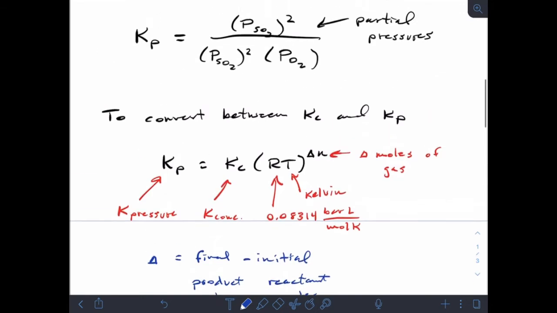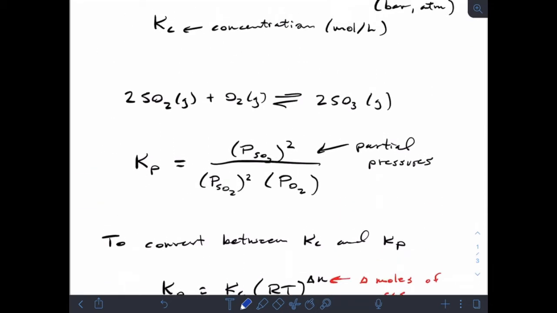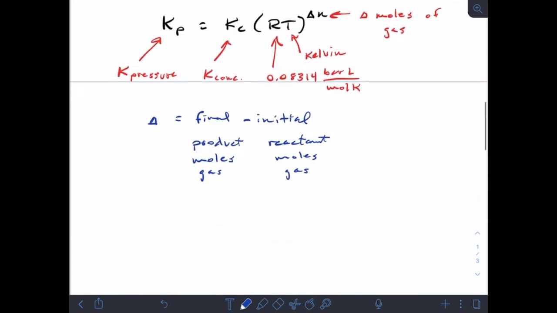Looking back at our equation here, in our reactants we have 2 moles of SO2, 1 mole of O2, and 2 moles of product. So 2 moles of product, 3 moles of reactants. If I were to do a conversion on this particular reaction, my delta n would be -1.